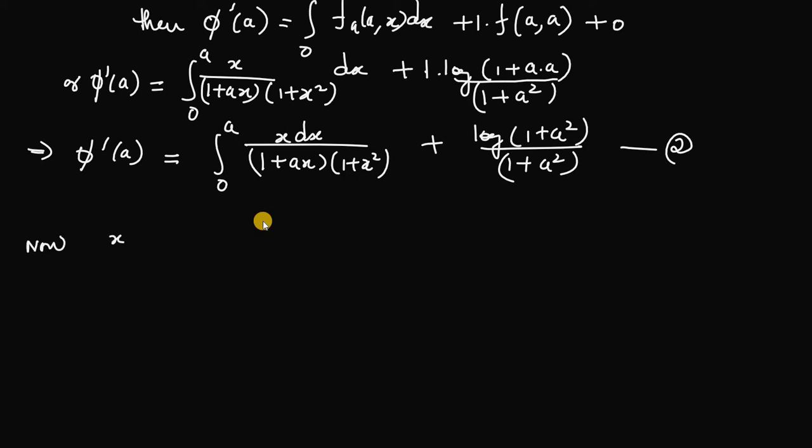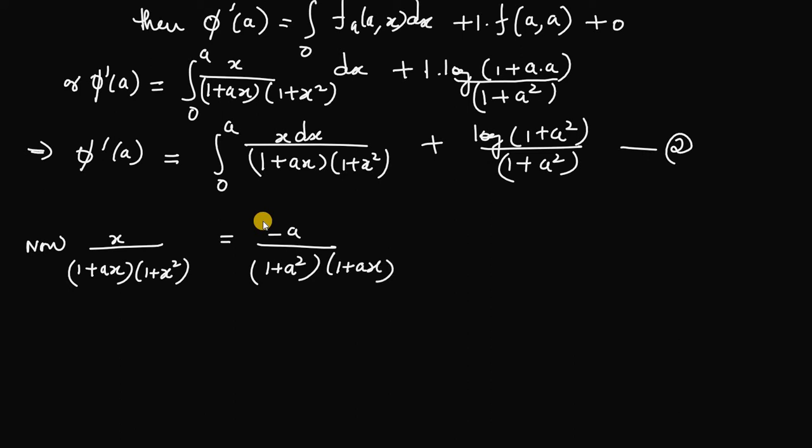note that the term inside the integral, x by 1 plus ax, by using the method of partial fraction, is equal to minus a divided by 1 plus a squared into 1 plus ax, then plus x plus a divided by 1 plus a square into 1 plus x square. Just see this one. This term x by 1 plus ax into 1 plus x square can be expressed as minus a upon 1 plus a square into 1 plus ax, plus x plus a divided by 1 plus a square into 1 plus x square.